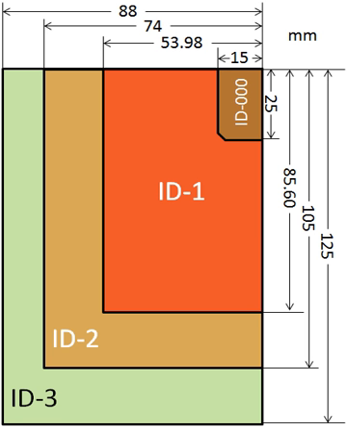Topic: ID1. The ID1 format specifies a size of 85.60 × 53.98 mm, 3 3/8 × 2 1/8 in, and rounded corners with a radius of 2.88 to 3.48 mm, about 1/8 in.